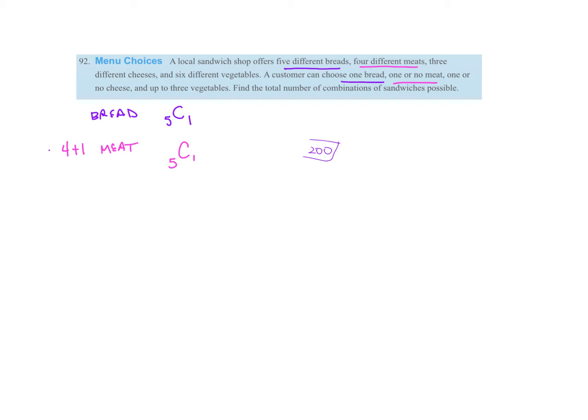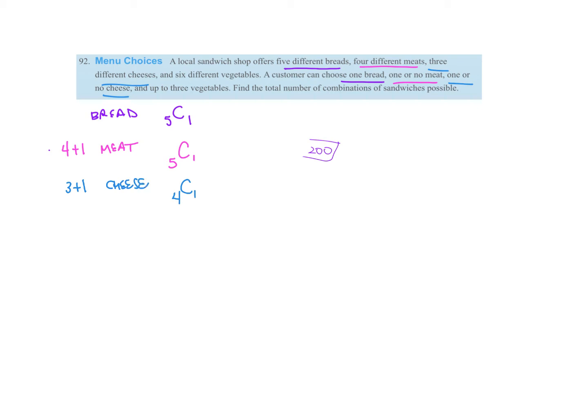Then the same for the cheese. There are 3 cheeses, but someone can choose 1 or no cheese. So maybe, for example, somebody doesn't like meat, so they don't want any ham or anything on it. They just want a plain, maybe cheese and veggie sandwich. And then on the other side, maybe somebody does not like cheese and they're allergic to it. So maybe they wouldn't choose a cheese. So there are 3 different cheeses, but someone can choose not to get any cheese. So that represents another choice. So therefore there are 4 total choices of the cheese.